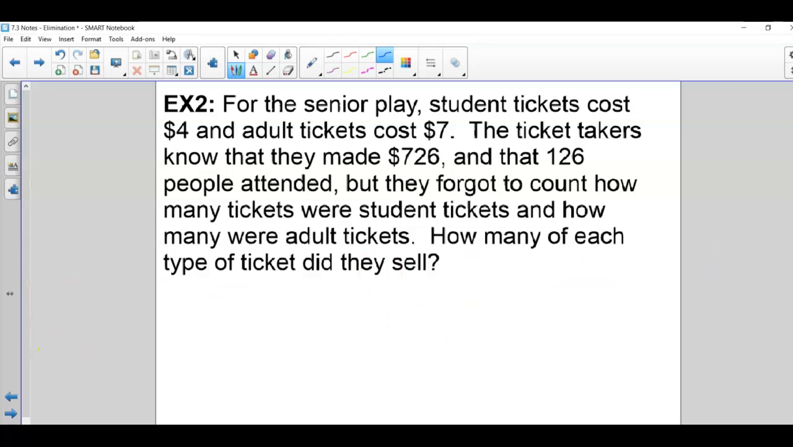We actually had this question a few years back for the senior play. They knew how much they charged for adults and for students. They knew how much money they made, but they didn't keep up with how many were student tickets and how many were adult tickets. So if you're wanting to know how many people attended the play, then you can set up a system of equations and work backwards, and you can figure out how many students attended and how many adults attended.